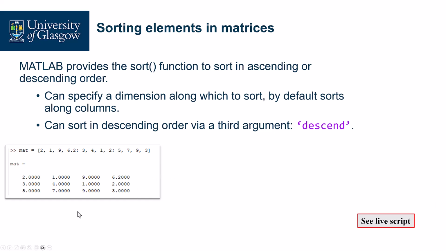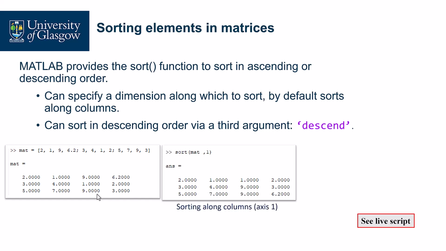Here is a matrix. And now we do two things. sort mat, 1. This means we sort by columns. If we don't write 1, we still sort by columns by default. So we can see this row 9, 1, 9, 1, 9, 9, 6.2, 23, 23, 6.2. So it means along the column, we sort the matrix in ascending order.